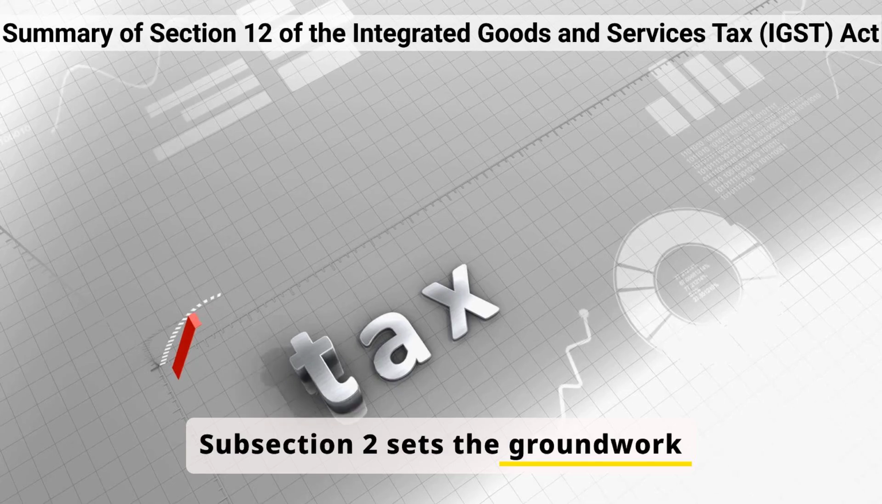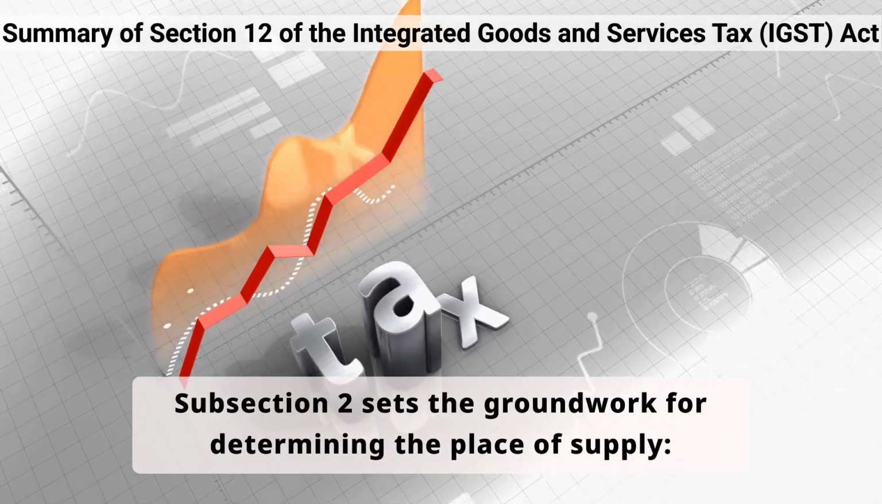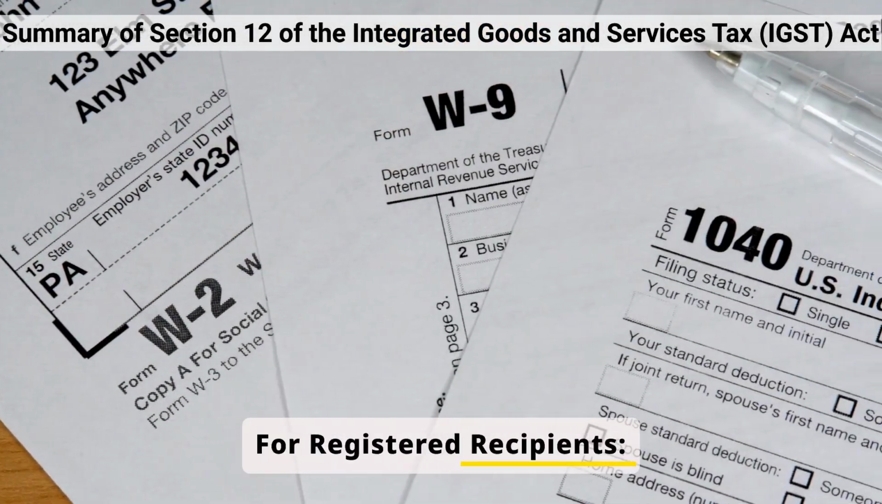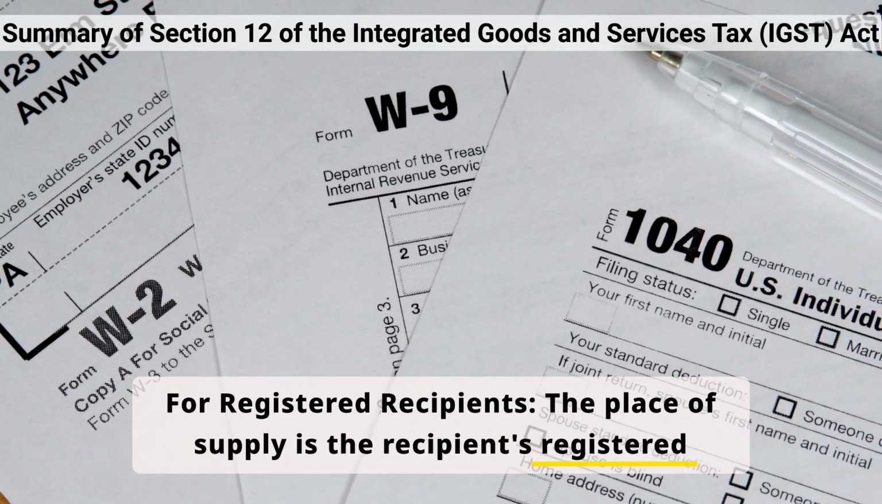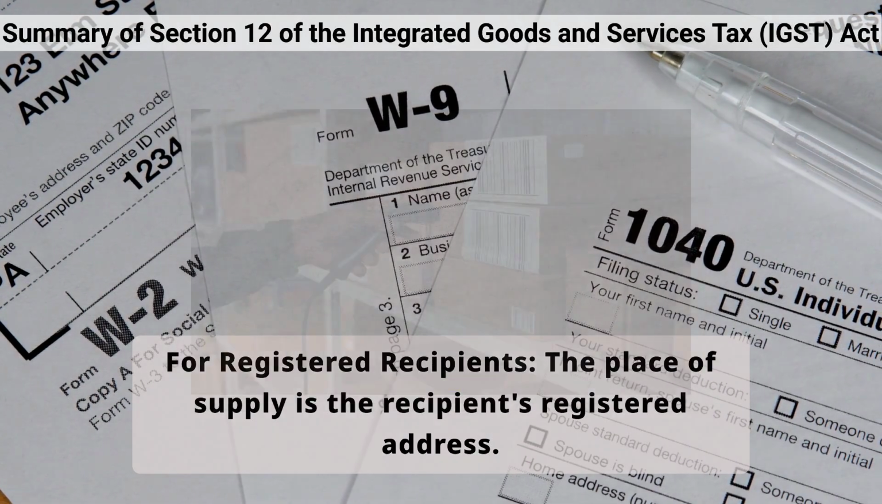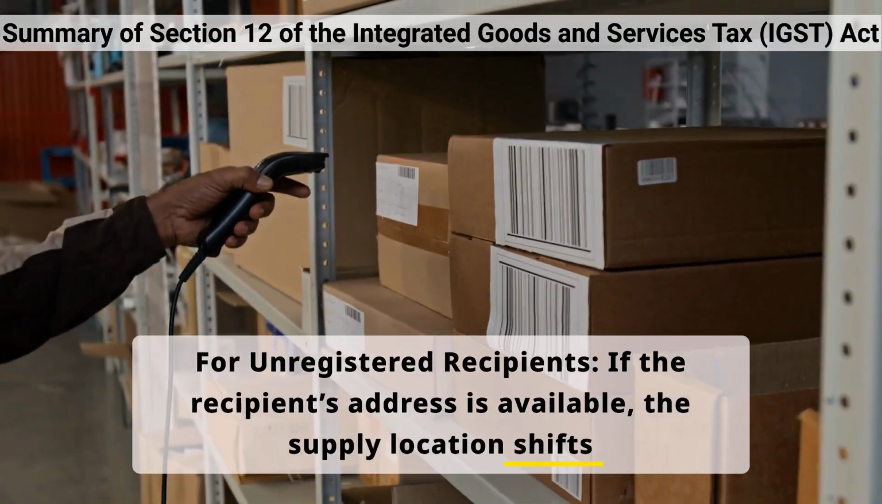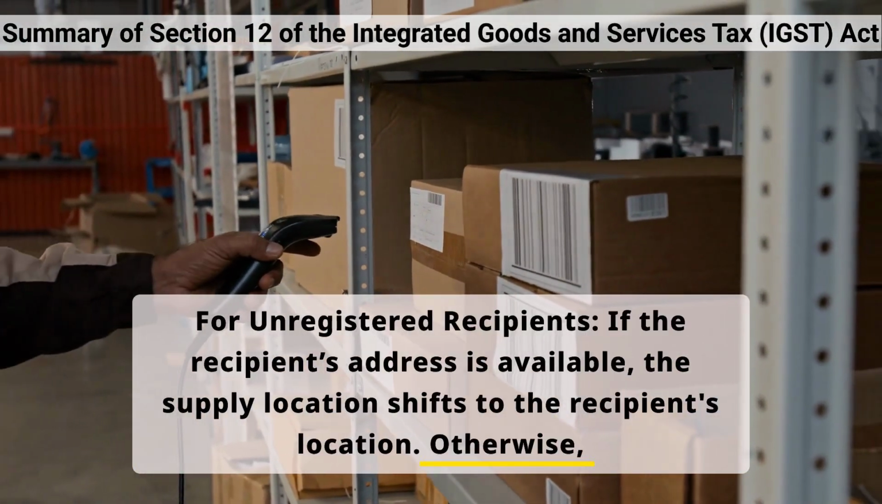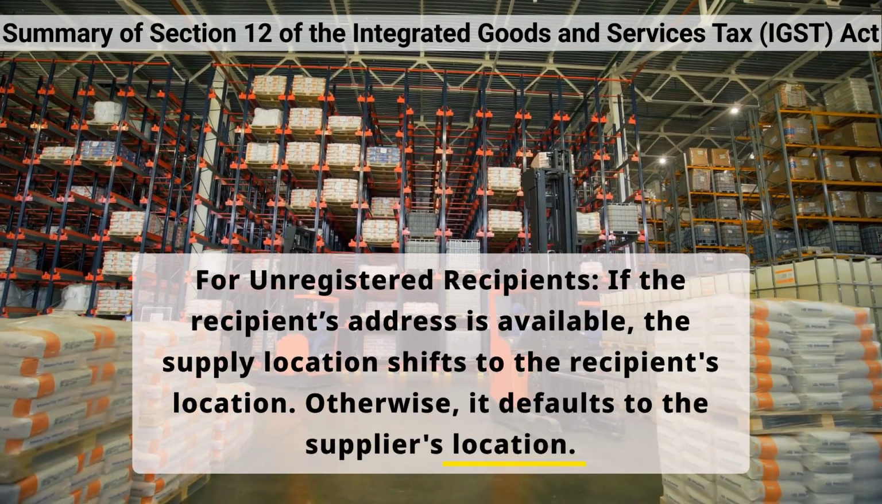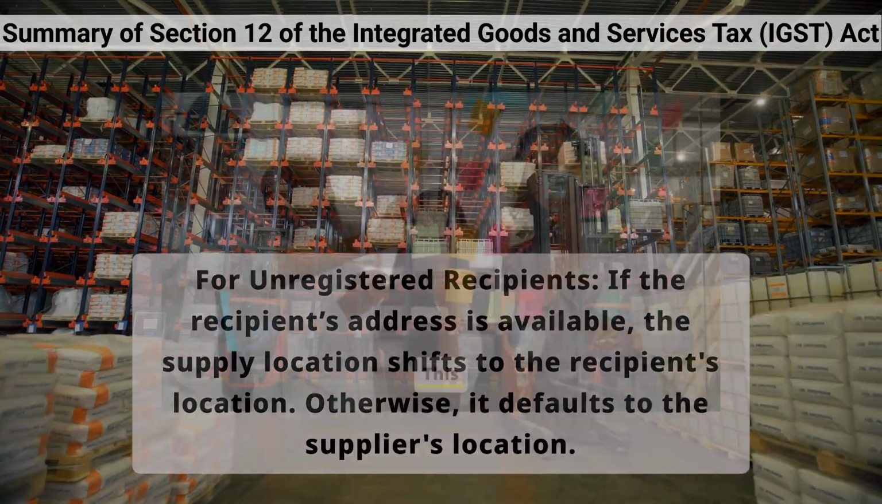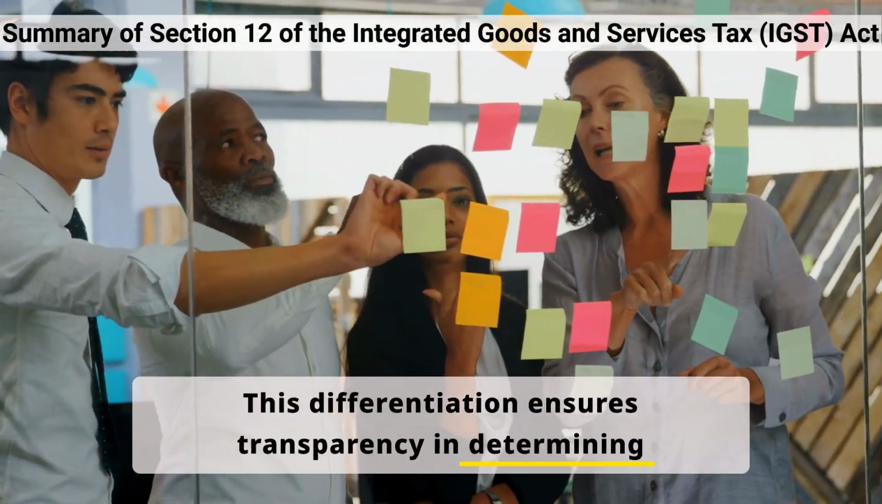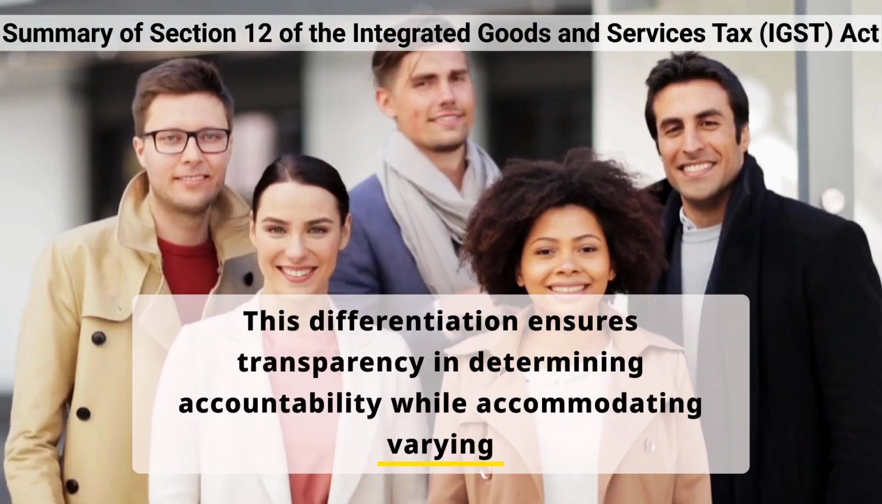Subsection 2 sets the groundwork for determining the place of supply. For registered recipients, the place of supply is the recipient's registered address. For unregistered recipients, if the recipient's address is available, the supply location shifts to the recipient's location. Otherwise, it defaults to the supplier's location. This differentiation ensures transparency in determining accountability while accommodating varying customer types.